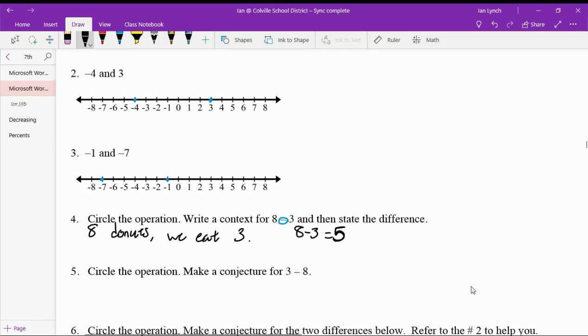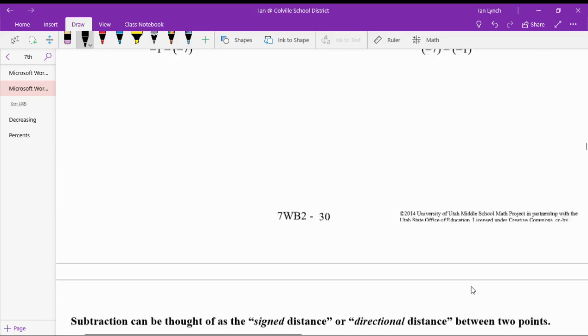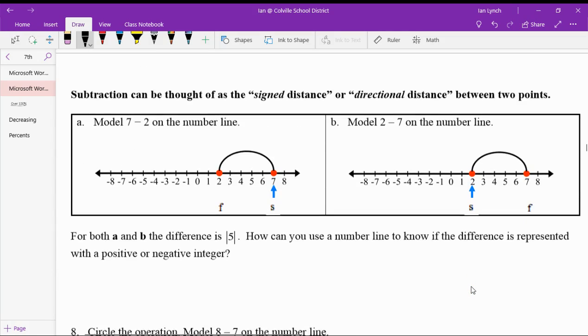Now, we need to do the same thing down here. We're going to circle the operation, which is subtraction, but this time it's 3 minus 8. We need to make a conjecture. So I'm going to leave you guys to guess what you think 3 minus 8 is. And we'll dig deeper into that throughout this lesson. And I'll leave you guys to do those conjectures there.